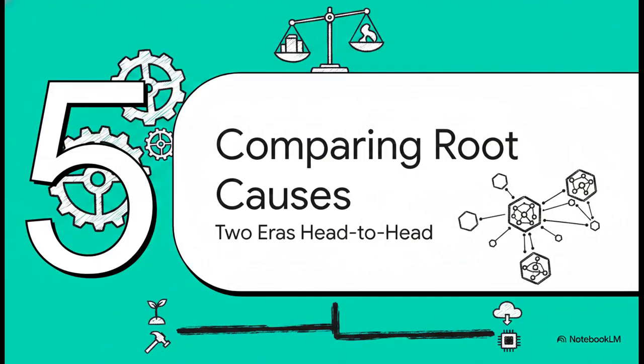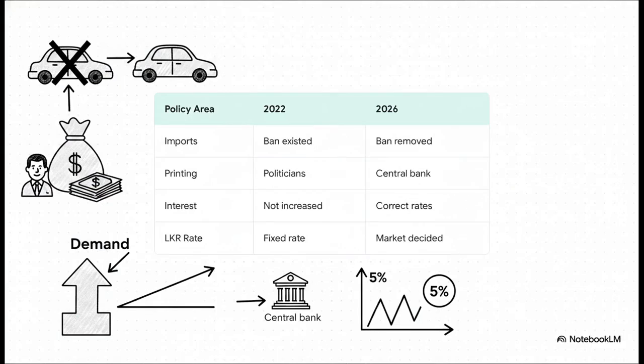Finally, Section 5, comparing the root causes. This matrix really organizes everything perfectly to clearly explain the difference between these two situations. Just look at it side by side. In 2022, vehicle imports were banned. In 2026, they were removed. In 2022, money printing was large-scale and driven entirely by politicians. In 2026, it was minimal and handled independently by the central bank.